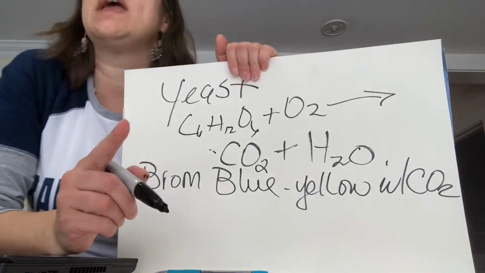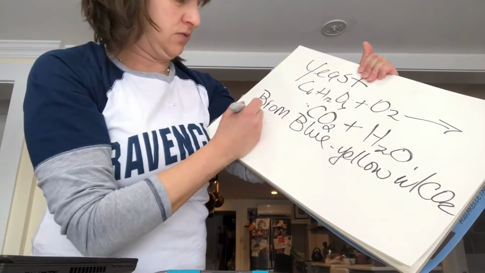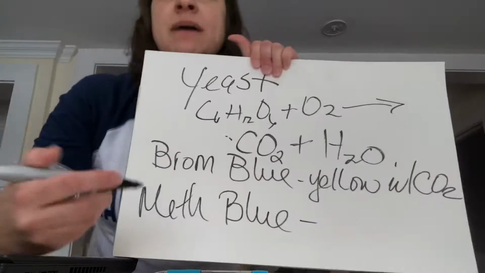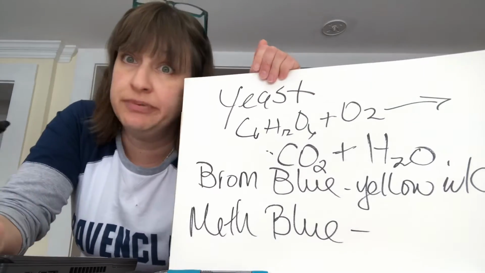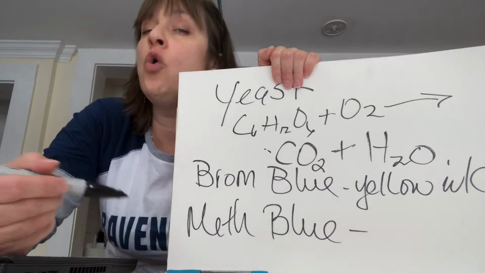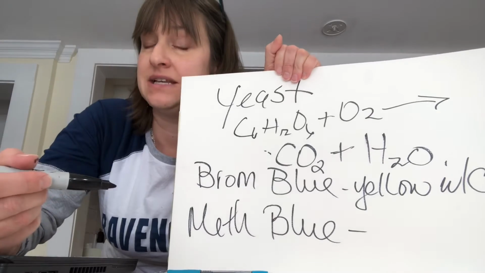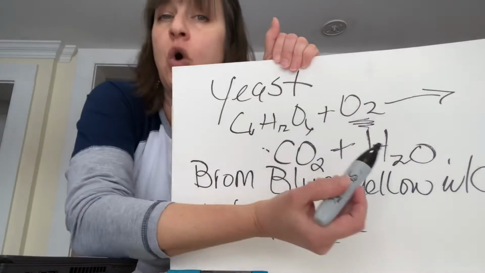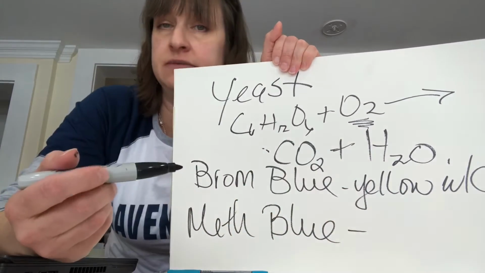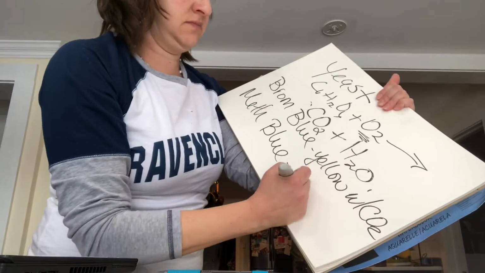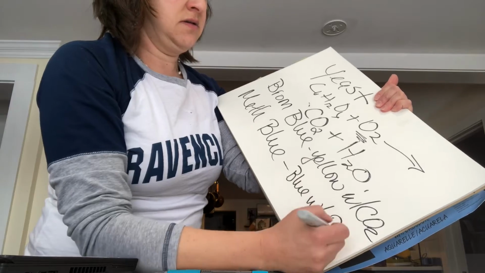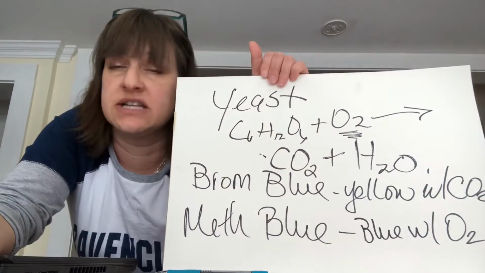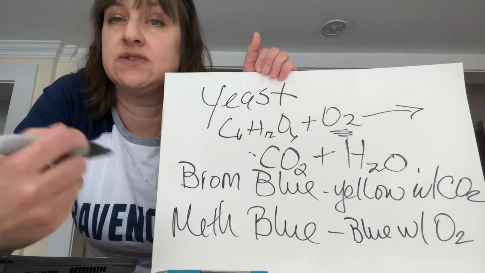Now here's a new one we haven't used before. It's called methylene blue. Now methylene blue is also blue, but it is only blue in the presence of oxygen. So it's only blue when there's oxygen. When there's not oxygen around, it's just white. It's just clear. It has no color. It's the color of the rest of the solution.